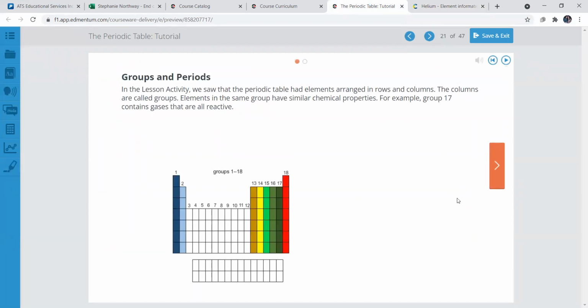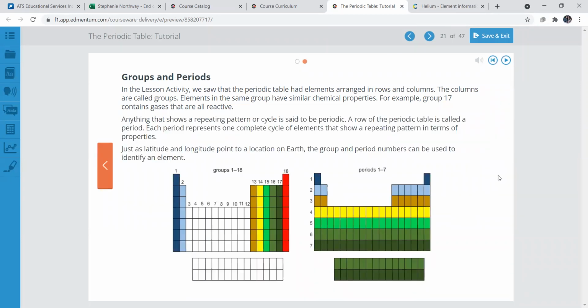So groups and periods. Here are the groups. So as you can see, we have our groups here, and here's group 17 contains gases that are all reactive. So that just shows an example. Here's group 17, these are reactive gases. Each group has something in common, periods 1 through 7. So here's how they are assorted or arranged.